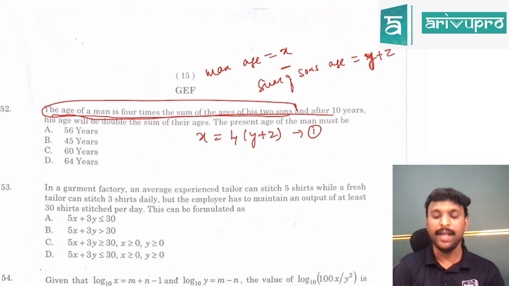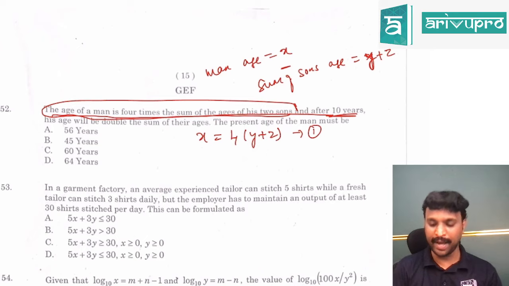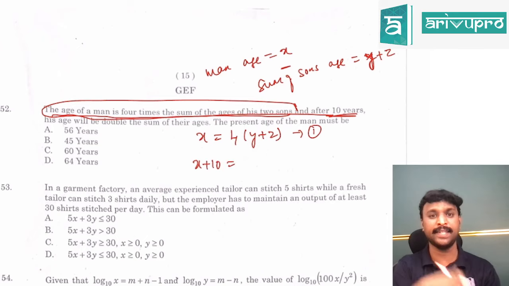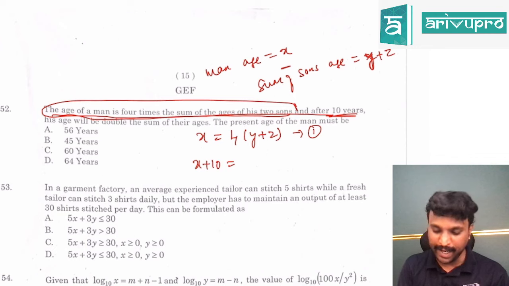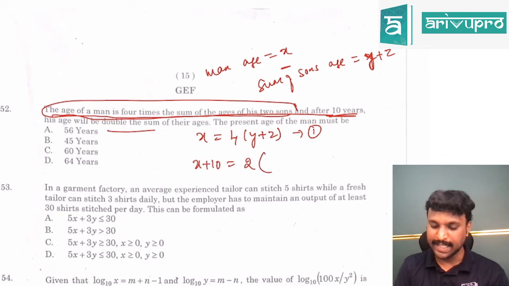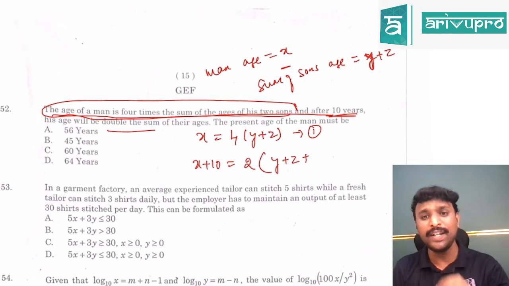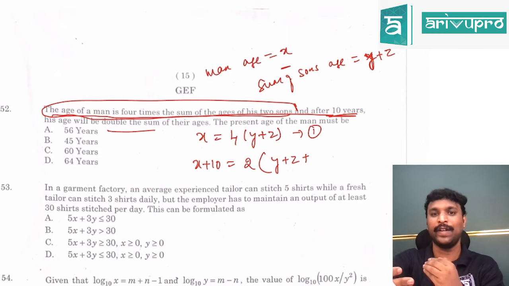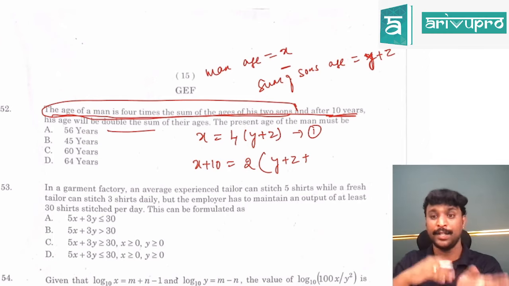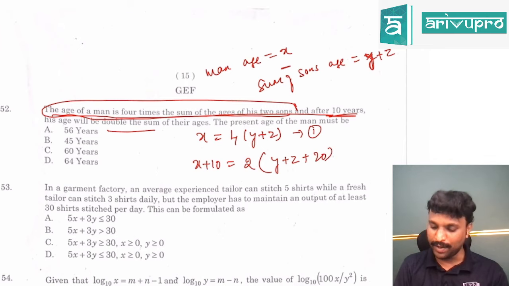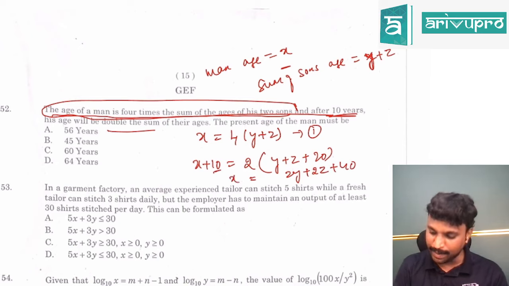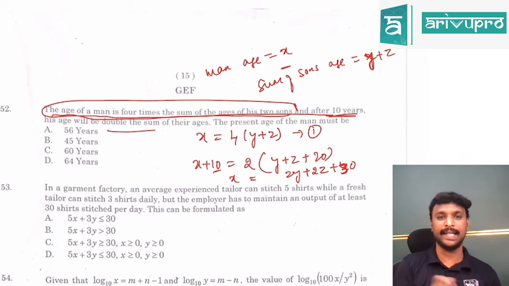Call it equation 1. Second, after 10 years, the age of the man will become X plus 10. Present age is X, after 10 years X plus 10. And it will be double, that is, 2 times the sum of their ages. Sum of the present ages is Y plus Z. After 10 years, Y's age will also increase by 10, and Z's age will also increase by 10. So 10 plus 10 is 20. So 2Y plus 2Z plus 40, and this 10 taken to the right hand side becomes minus 10. So it becomes 2Y plus 2Z plus 30 is equal to X.